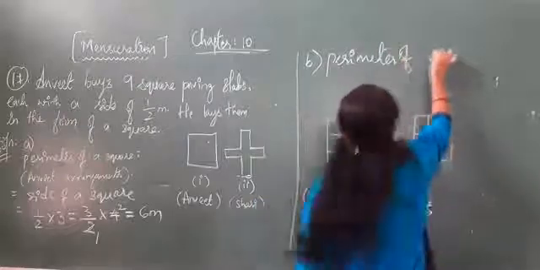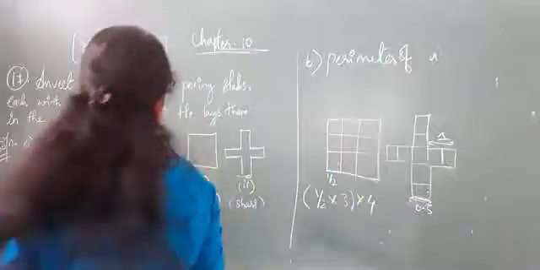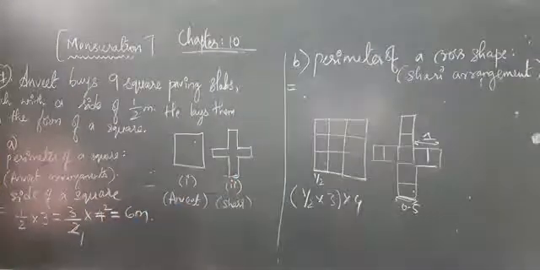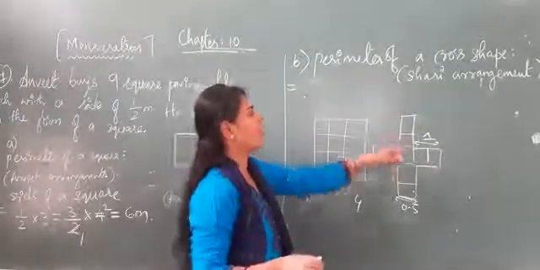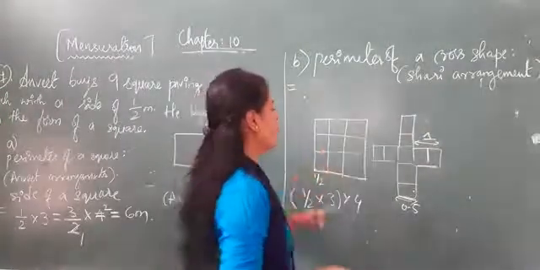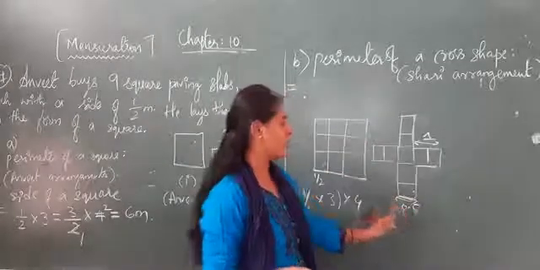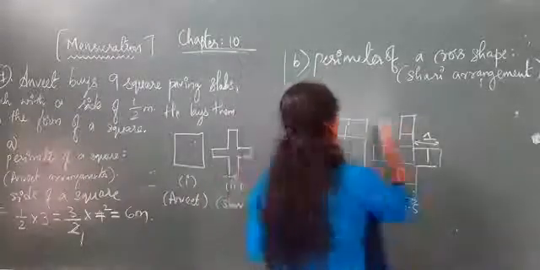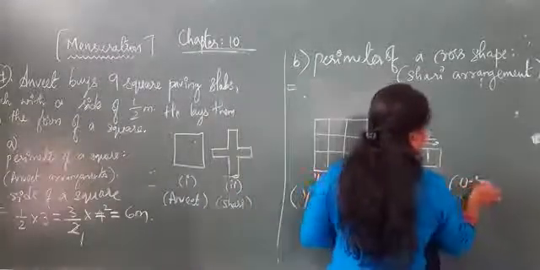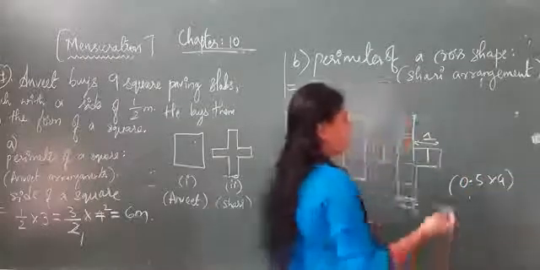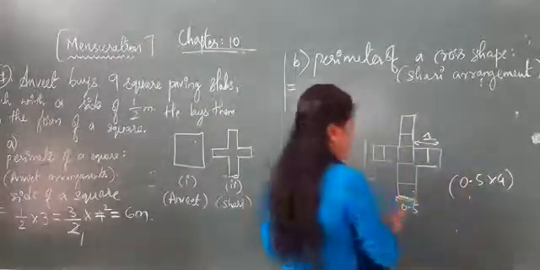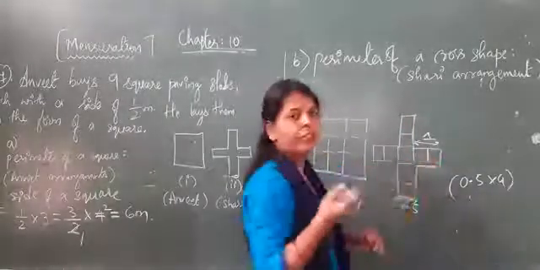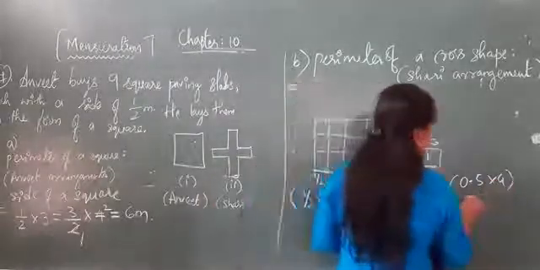the perimeter of a cross, because it is in a cross plus mark. So it will be taken as a cross shape. Here the perimeter of the cross shape is Shari's arrangement. Here also you can take half into 4 times, or 0.5. 0.5, 0.5, half and half is 1. 0.5, 0.5, half and half is 1. So it becomes 2. So 4 times we get 2.